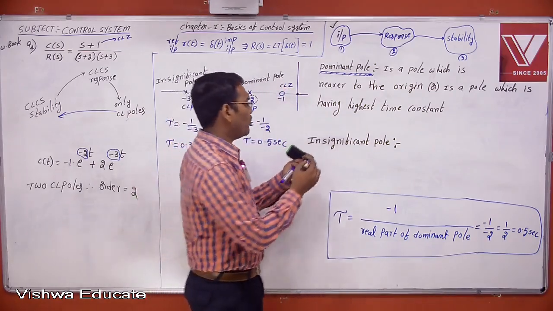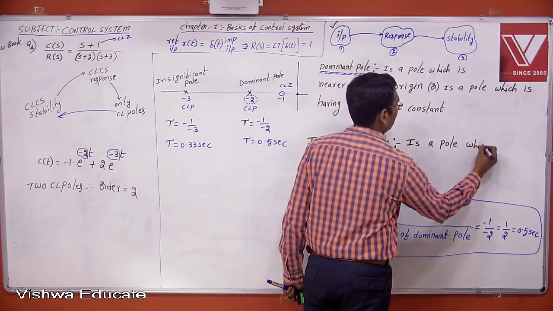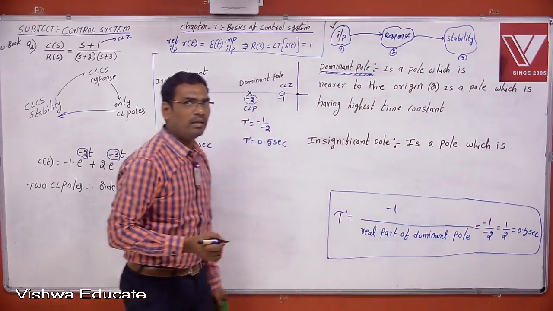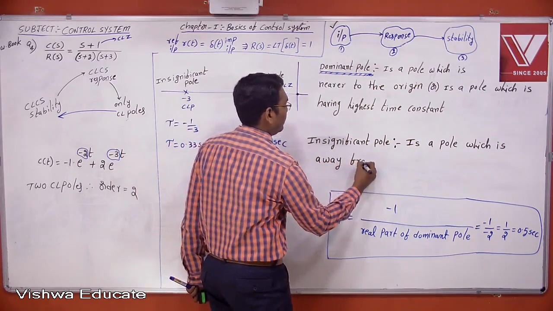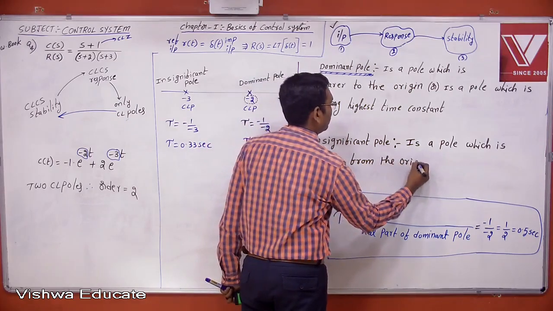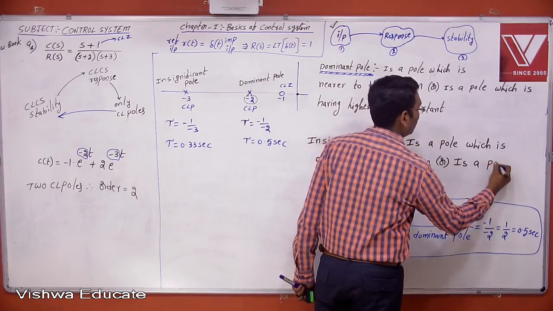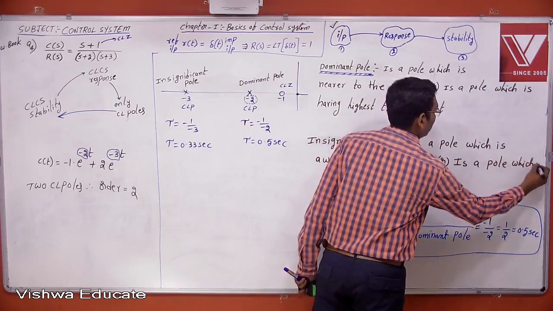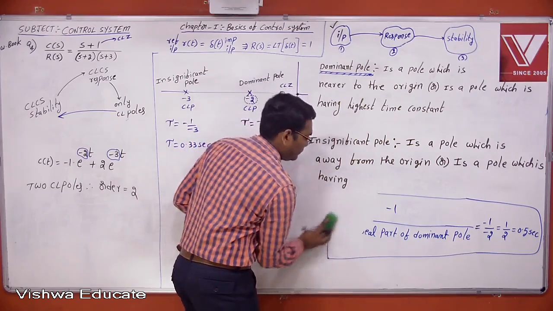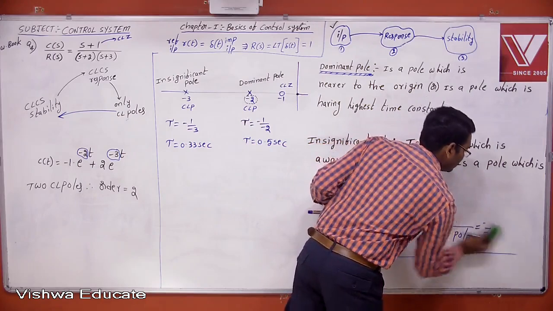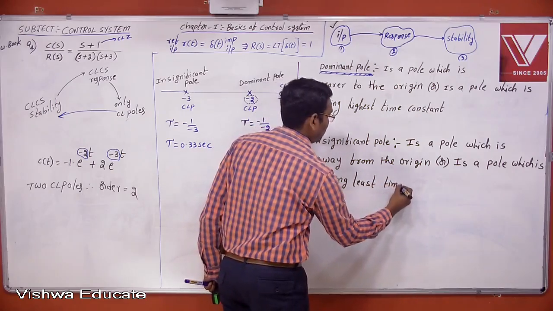Now insignificant pole is a pole which is away from the origin, or is a pole which is having least time constant.